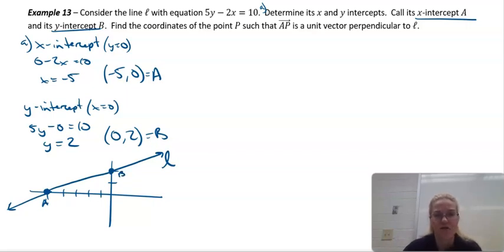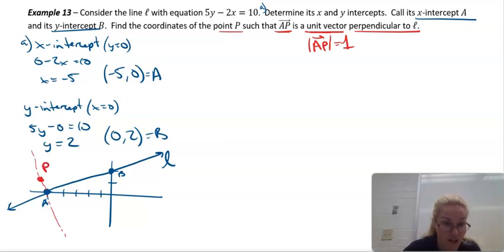Find the coordinates of the point P so that AP is a unit vector, so I want the magnitude of AP to be 1, and is perpendicular to L. Okay, so if this is my line L, and I want AP, so perpendicular is going to look something like this, but I want it to be a unit vector, so I want P to be somewhere like right here, so that distance there is 1. And technically I'm going to have two options. I could be above or below. So we'll call that point 1 and point 2. So how do I find the coordinates of these points? I can easily draw it and kind of visualize it, but how do I find those coordinates?